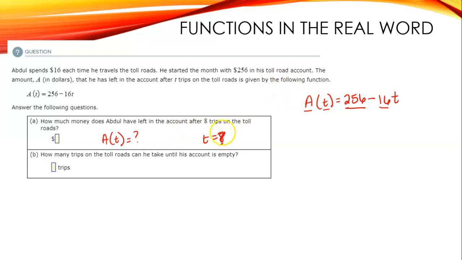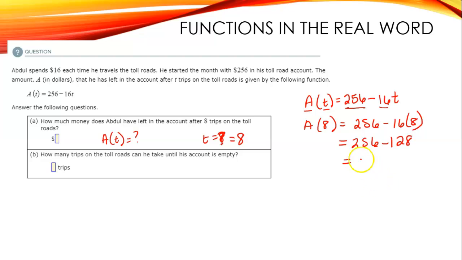All right, you should have noticed that t was 8 on this one. So I'm replacing t with 8, which means over here this becomes 256 minus 16 times 8. Multiplication comes before subtraction, so we do 16 times 8 and we get 128. So that's 256 minus 128. 256 minus 128 is 128. So he has $128 after 8 trips.